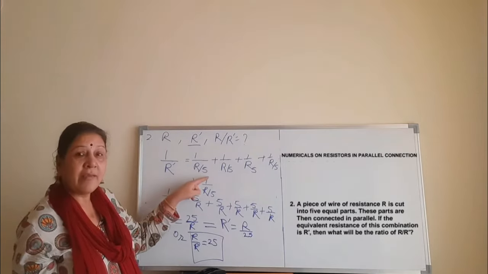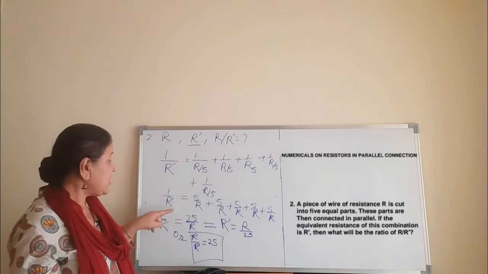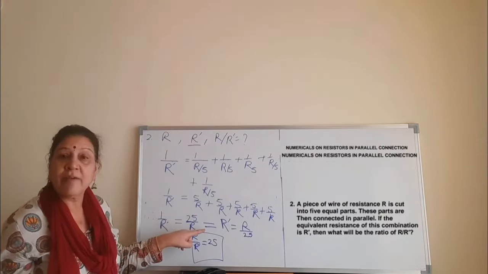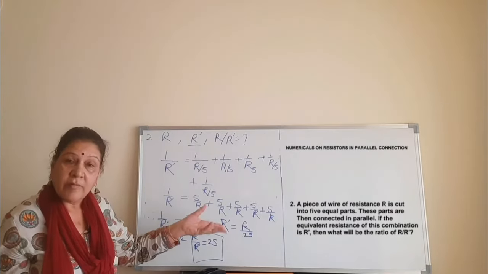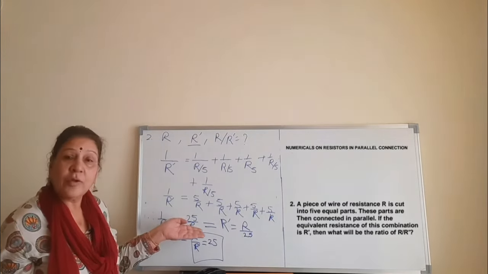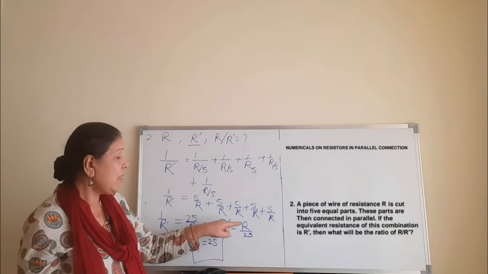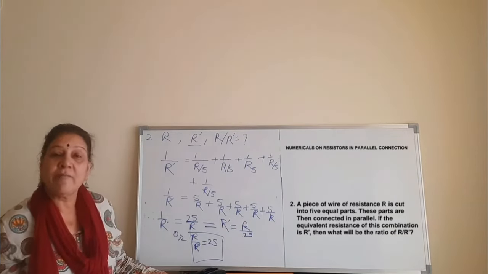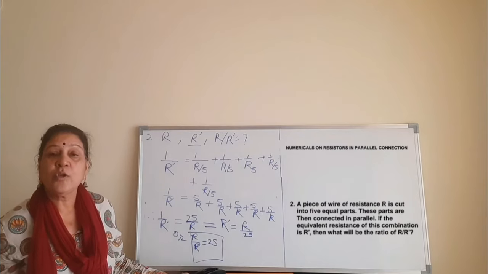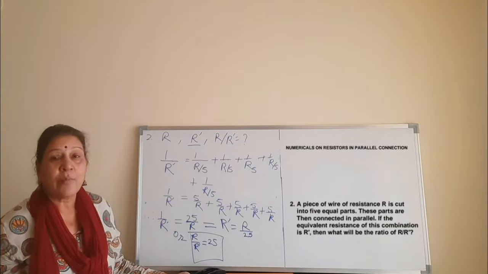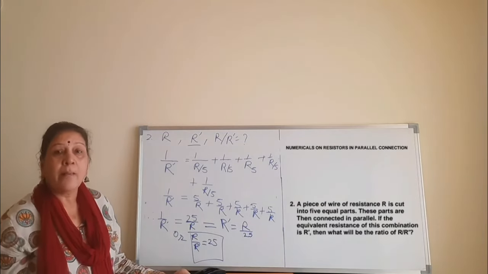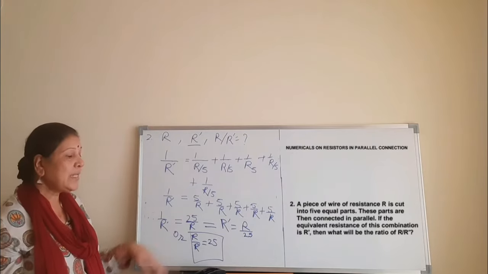So 1 upon R by 5, 5 times we have written. So 1 upon R dash is equal to 25 by R. So R dash is equal to R by 25. From here, R upon R dash is equal to 25. This is the solution for the second numerical problem based on parallel combination. I hope it's clear to you.